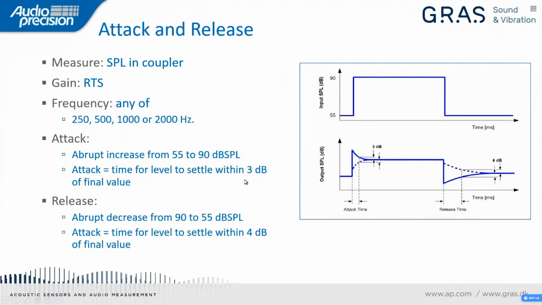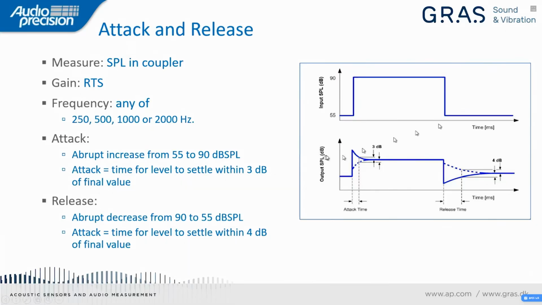Another measurement for hearing aids with automatic gain control is called attack and release. Here we're measuring the sound pressure level in the coupler again with the gain at the reference test setting. The frequency can be any one of these four frequencies: 250, 500, 1K, or 2 kilohertz. Here we abruptly increase the level from 55 dB SPL to 90 dB SPL, and we measure the amount of time it takes the hearing aid to settle within plus or minus 3 dB of the final setting. That's called the attack time.